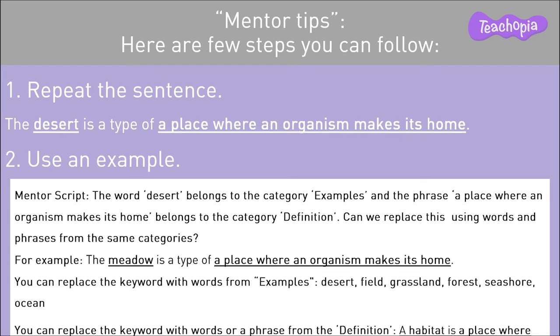Let me tell you an example of my own. You can find food and shelter in a field. You can replace food and shelter with one or multiple words from features, or you can replace desert with any example from the category examples.